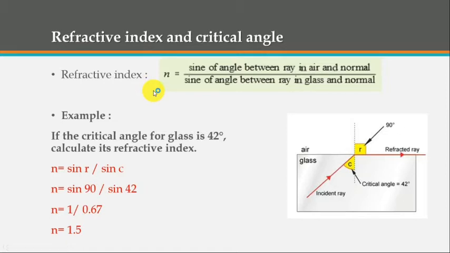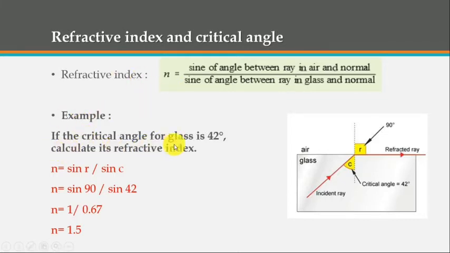The first one is the speed of light in air over speed of light in any medium, okay? And the second formula is n equals sine of the angle between the ray in air and the normal, over sine of the angle between the ray in glass and the normal. Now we want to see the refractive index when we have a critical angle. What will happen? Let's read this example to see.